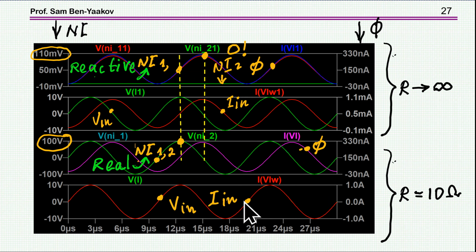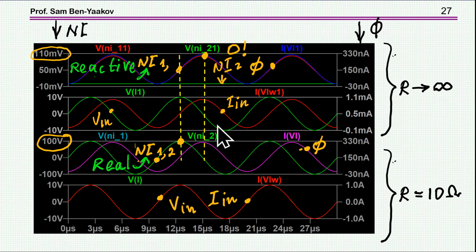So here are results of simulation of two cases. One is the one that we talked about earlier, and that is with open secondary. So open secondary, there's no real current passing, no real power. And the second case is the one that we are now talking about, and that is with a load of 10 ohm. So let's go back to the open circuit case.